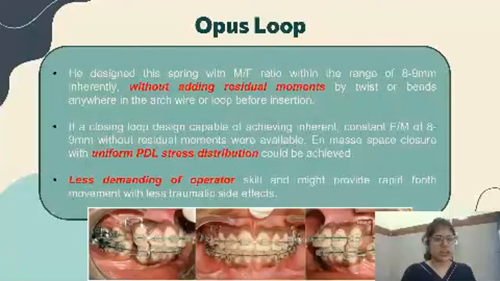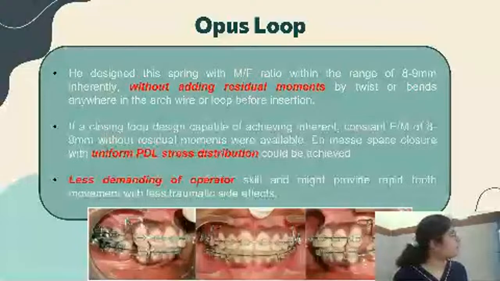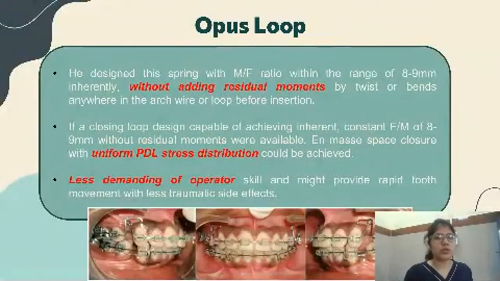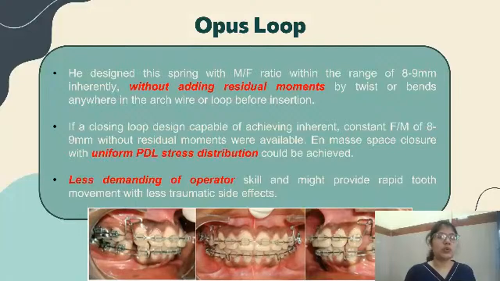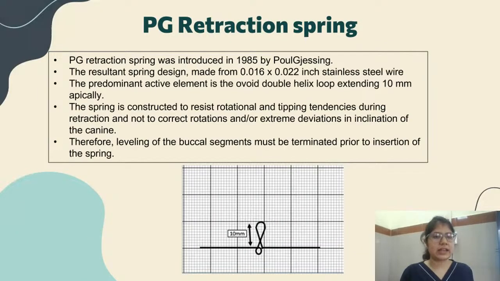He designed this in the range of 8 to 9 mm inherently, without adding residual movements by twists or bends anywhere in the arch wire or loop before insertion. So an inherent MF ratio of 8.9 mm was designed. And if a closing loop design capable of achieving an inherent constant MF of 8 to 9 mm without residual movement were available, mass space closure with uniform periodontal ligament stress distribution could be achieved. Less demand on operator skill, and it might provide rapid tooth movement with less traumatic side effects.